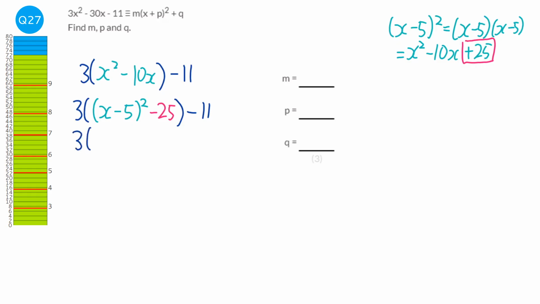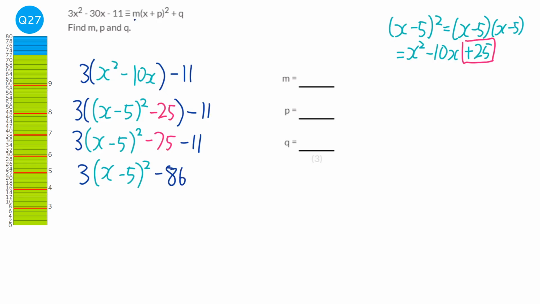So we're going to expand the brackets slightly. Going to leave the 3 on the outside of the x. In fact, let's keep the color scheme going. So we're going to have the x minus 5 squared bit there. 3 times minus 25, it's minus 75. And then we've got this minus 11 at the end. Okay, and we're very, very close to finishing. All we need to do now is sort out the minus 75 and the minus 11. And when we subtract those two, we get minus 86.